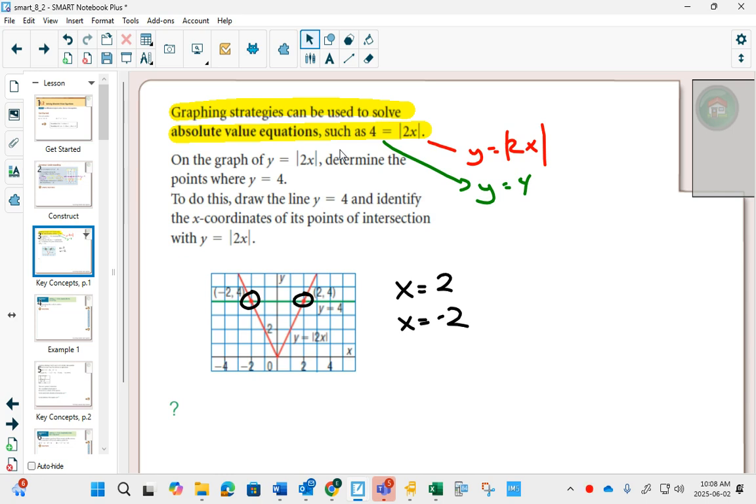Can you double check that? Do they both work? Like if you plug in 2 for x, is the absolute value of 4 4? Yes. Can you plug in -2 for x? Then I'd have the absolute value of -4. Is it also 4? Yes. So we have more than one possibility.